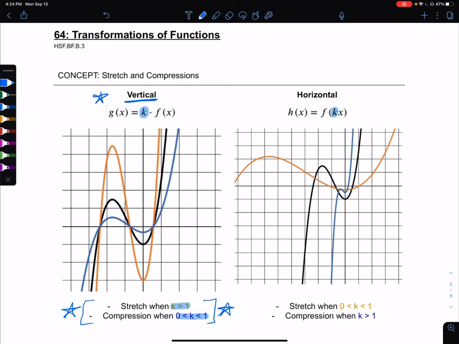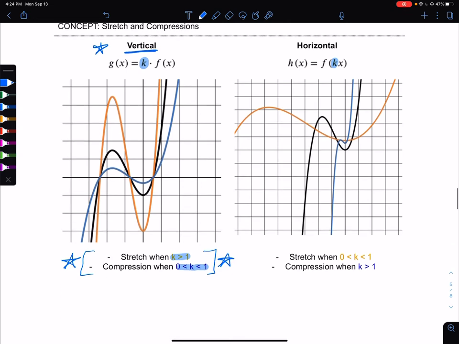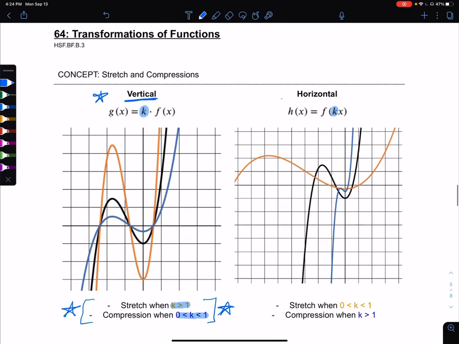Now, in terms of a horizontal stretch and compression, we talk about the same thing, but they're the opposite, they're backwards. A horizontal stretch, so sorry about that, I'm looking over here now. A horizontal stretch is when k is between 0 and 1. And what will happen there is the graph is going to be pulled wider, or you can think of it as wider from the left and right side. And we can see that in this orange graph.